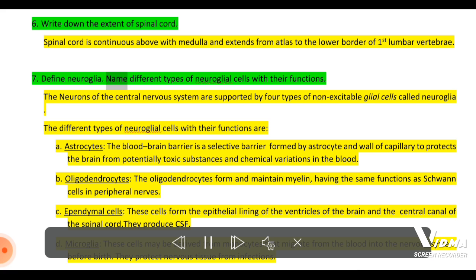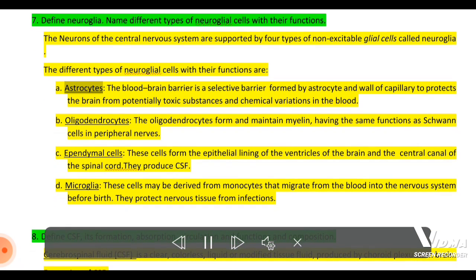Define neuroglia. Name different types of neuroglial cells with their functions. The neurons of the central nervous system are supported by four types of non-excitable glial cells called neuroglia. The different types of neuroglial cells with their functions are astrocytes. The blood-brain barrier is a selective barrier formed by astrocyte and wall of capillary to protect the brain from potentially toxic substances and chemical variations in the blood.